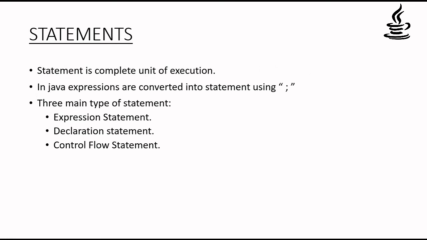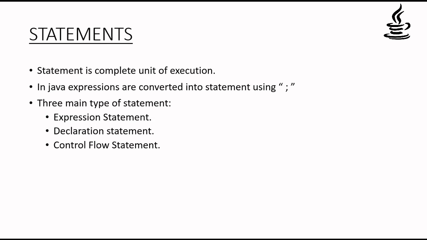Now what do we mean by a statement? A statement is basically a unit of execution, and when we use the semicolon after an expression, we convert the expression into a statement. A statement basically means that we are telling our compiler to perform this kind of operation. In Java, we have three different kinds of statements, namely expression statement, declaration statement, and control flow statement.